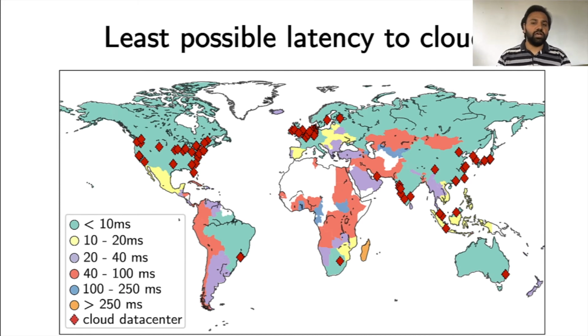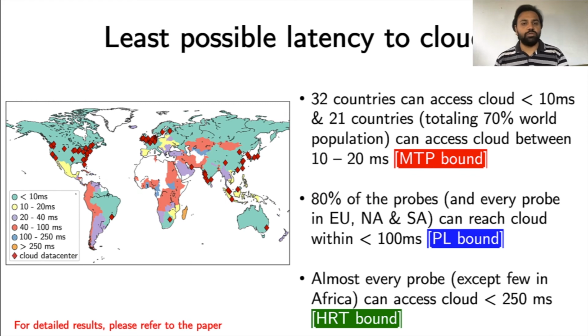So the first question that we answer with the measurements is the spread of the cloud across the globe in terms of latency. The plot shows the minimum ping latency observed by the best performing probe for every country to any cloud data center. The red diamonds denote the locations of the cloud regions that we target in our measurements. Firstly, we can observe that a total of 32 countries can access the cloud within 10 milliseconds, and 21 countries can access it within 10 to 20 milliseconds. Together, these countries form about 70% of the world population, which showcases the effects of immense growth of cloud infrastructure, unlike assumed otherwise in the edge research community.